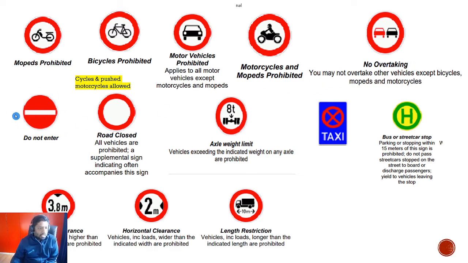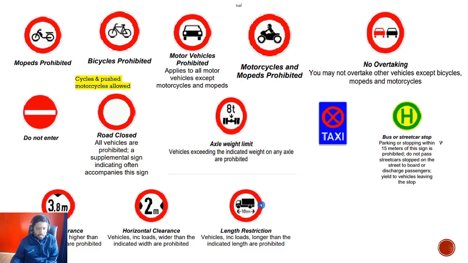If you see something like this, it tells you do not enter. This tells you the road is closed, but I have put some additional remarks that cycles and pushed motorcycles are still allowed to enter here. Here it gives you a weight rating. That means any vehicle which is greater than 8 tons is not allowed to enter this road which has this traffic sign.